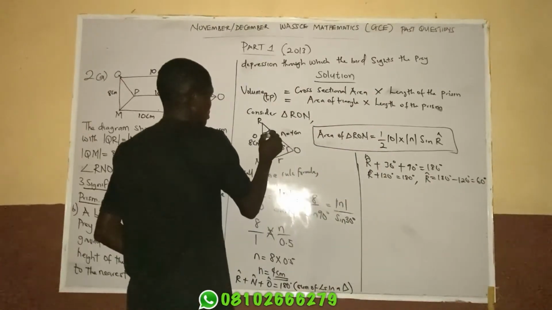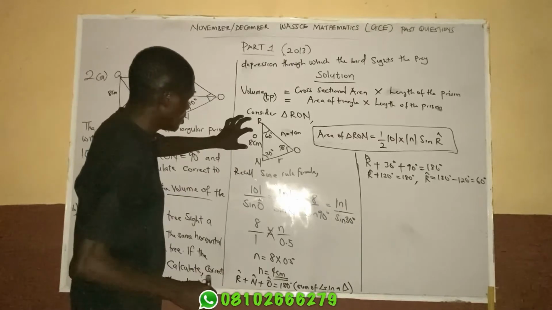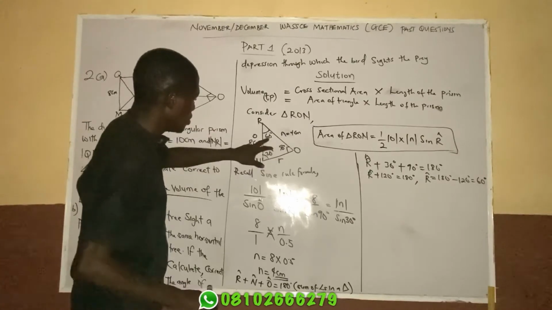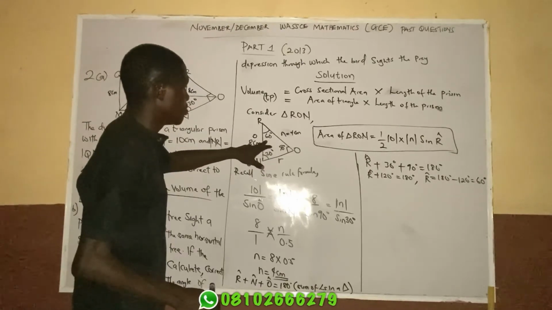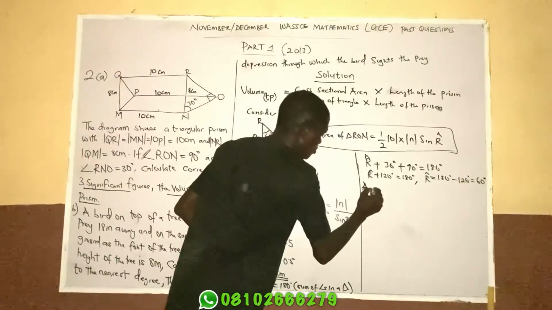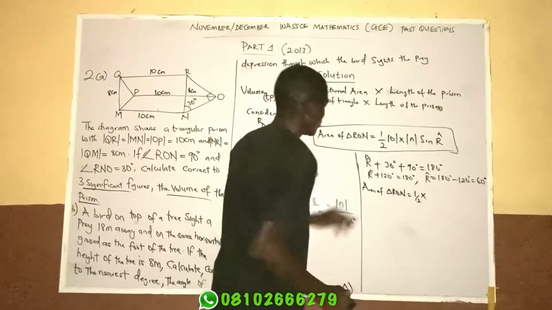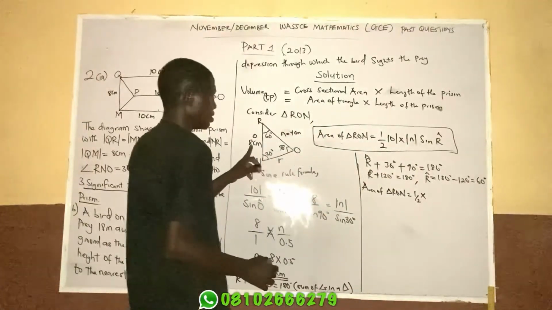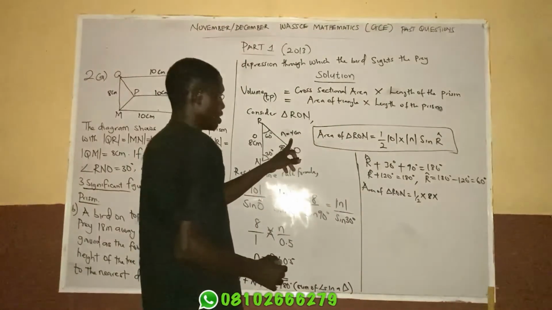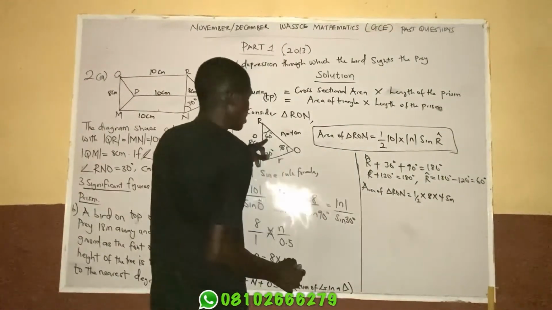So here we have 60 degrees. Since we've gotten 8 centimeters for side O, 4 centimeters for side N, and angle R to be 60 degrees, we can successfully calculate the area of triangle RON, which is equal to half times line O, which is 8, times side N, which is 4, times sine angle 60 degrees.